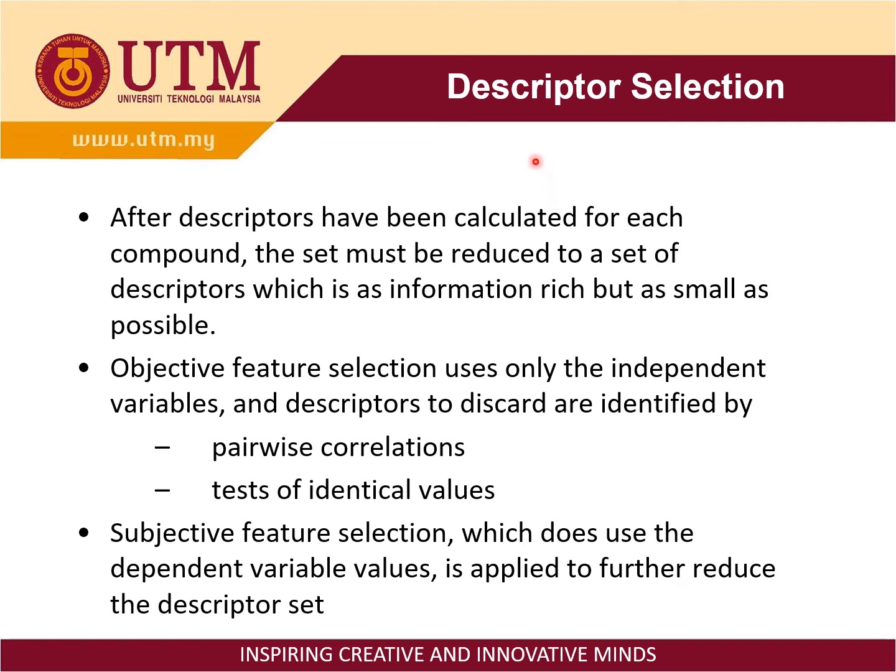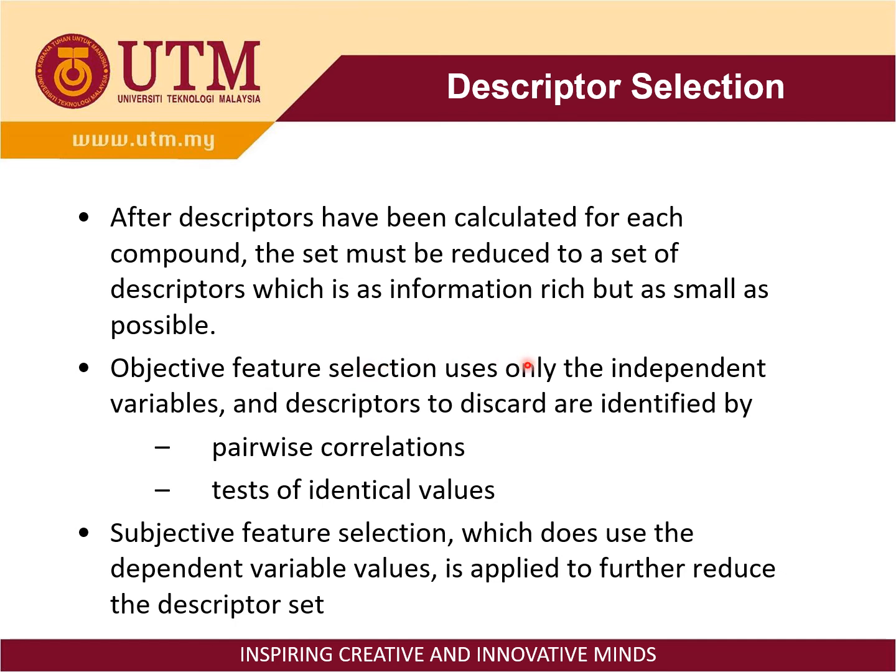And then after we know apa yang kita nak, descriptor yang kita nak, kita pun select lah the best selection, best descriptor. This is called feature selection. After descriptors have been calculated, kita kena reduce to a set of descriptors as information rich but as small as possible. So can you see how chemoinformatics is applied to this? Maksudnya you have a lot of data, thousands, maybe millions of data or descriptors to describe a certain structure activity, and then you have to select what is the best one.